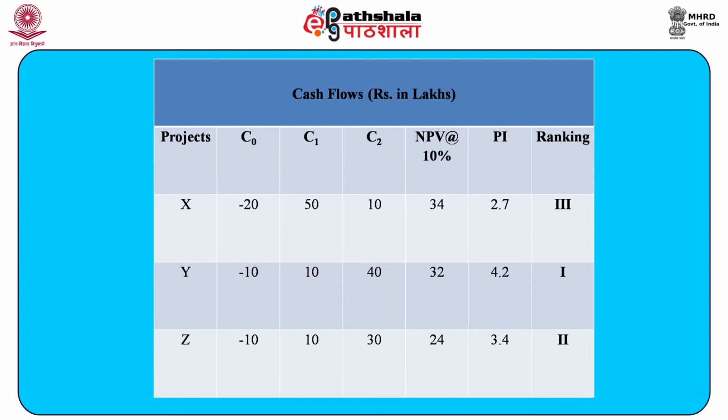If we rank the three, then project Y is better than project Z and project Z is better than project X. By using profitability index as a selection criterion, the firm can make better decisions because now we are not getting the NPV of projects alone but their benefit cost ratio as well.